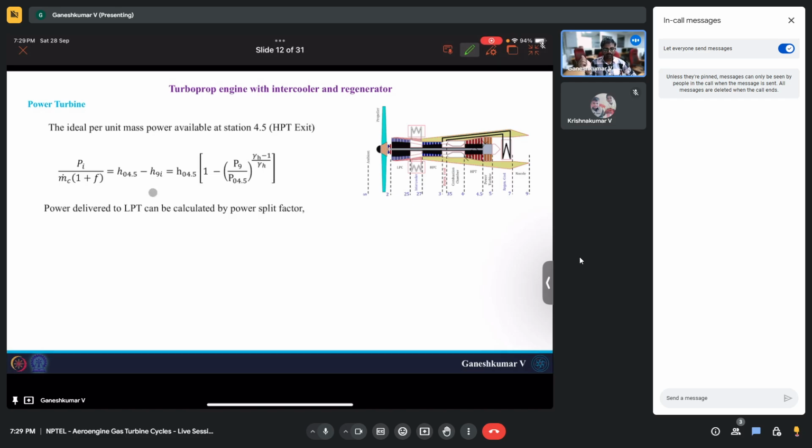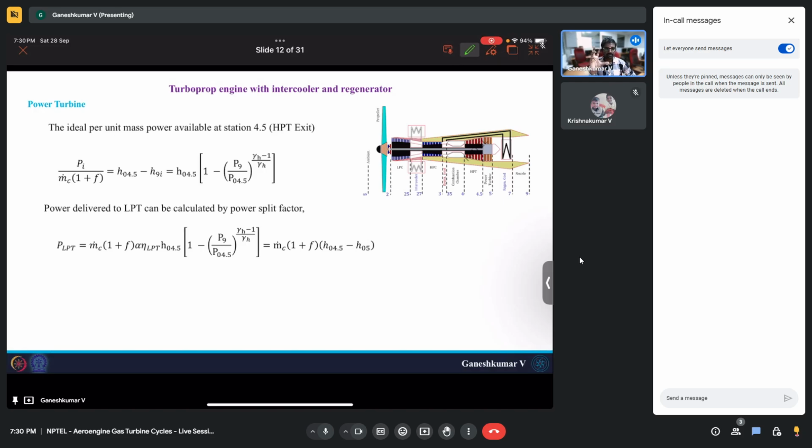So the power delivered to the LPT can be calculated by the power split factor. This is the ideal amount of power available at the HPT exit. From the exit I have some high pressure and temperature gases. From that, the ideal amount of power that I can extract is this much. And this engine is designed for extracting alpha amount of power from that HPC exit. So that's why we multiply this whole thing with alpha, and since the low pressure turbine has some efficiency, it also includes that term.